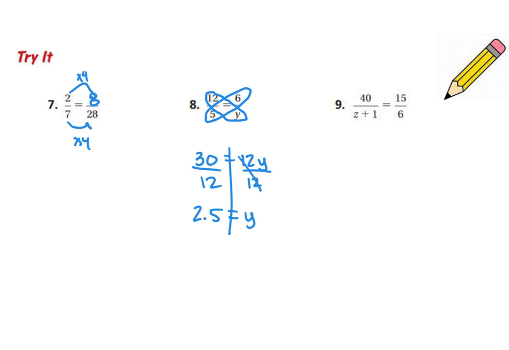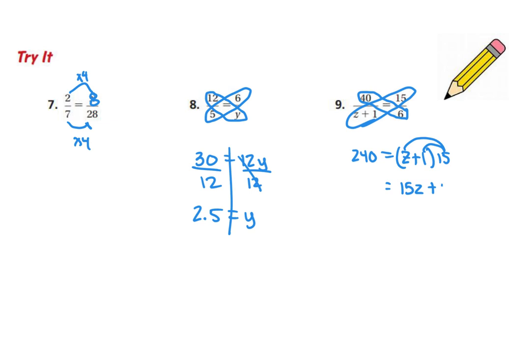For this last one, I would suggest using the cross product strategy. 6 times 40 is 240. z plus 1 times 15 is your other cross product, and that's going to require you to distribute. So you end up with 15z plus 15, and that equals 240. And now you solve.